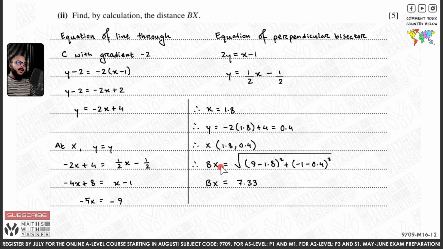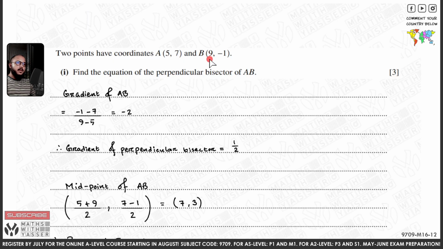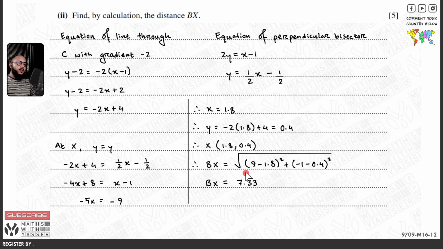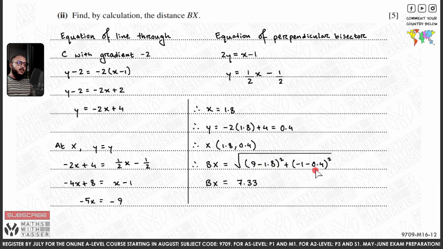Now in order to find the length BX, which is the same as finding the distance, we know the coordinates for B, which were 9 and minus 1. So the length will be the square root of (x2 minus x1) whole squared plus (y2 minus y1) whole squared. That gives us 9 minus 1.8 whole squared plus minus 1 minus 0.4 whole squared, which gives us BX is equal to 7.33.